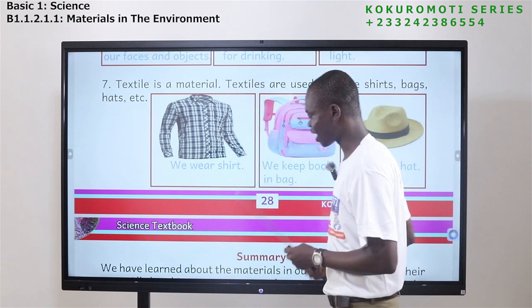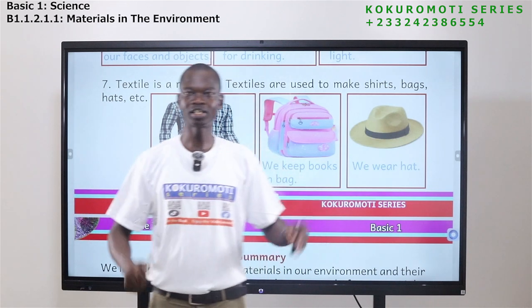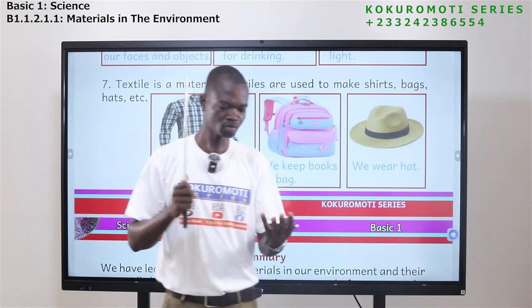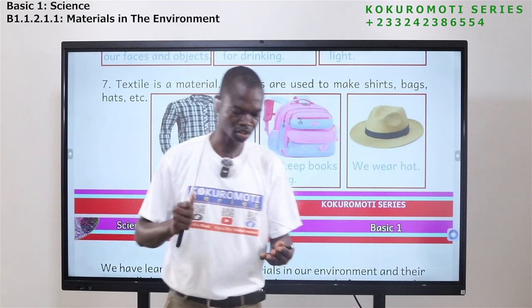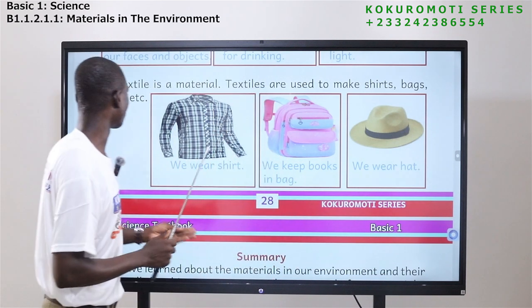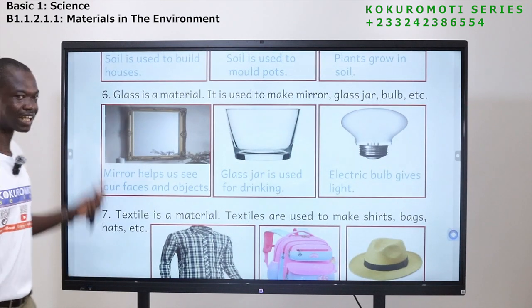So we have learned about what? Materials and objects. All the materials that I mentioned: wood, metal, soil, plastic, stones, textile, and then grass.